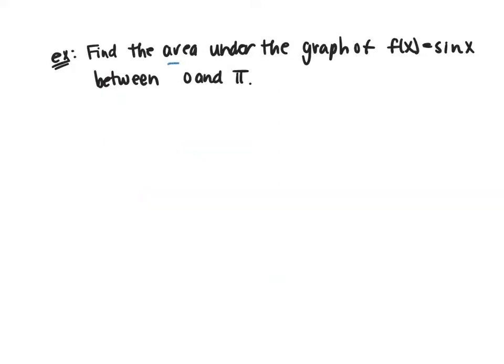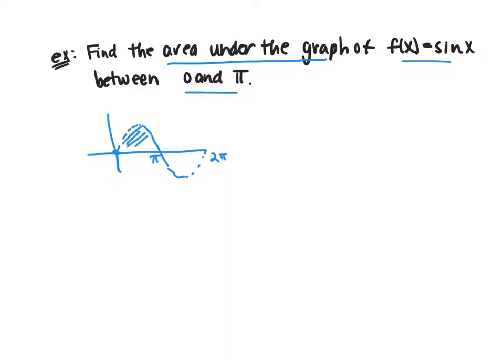It says find the area under the graph of this between 0 and pi. So again, first of all, we want to graph this. So we have to know what a sine graph looks like. And a sine graph starts at the midline at 0. And it increases before it decreases. It looks like this here. And this is 2 pi, and this is pi. So we want to find the area under the curve between 0 and pi.